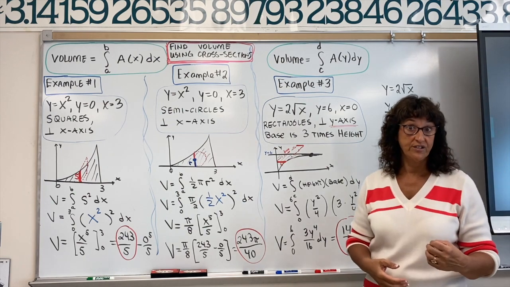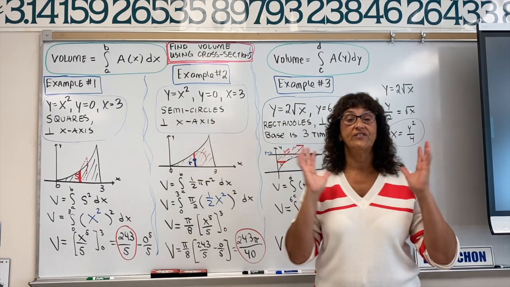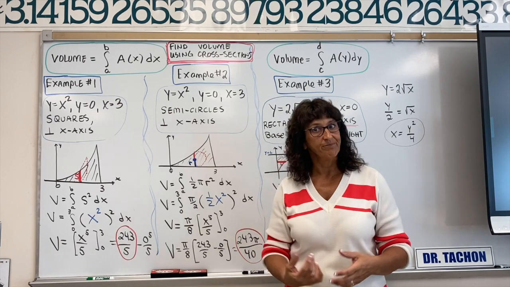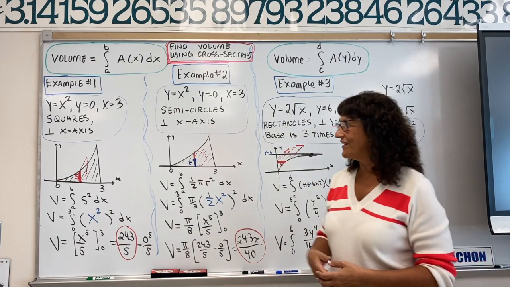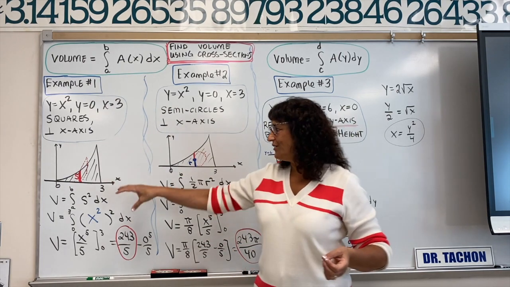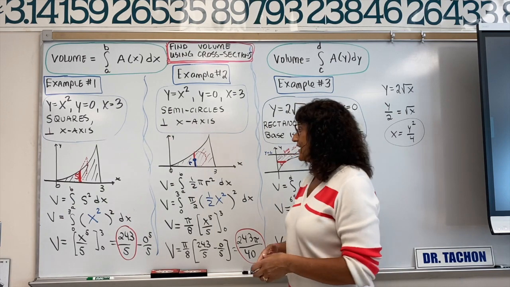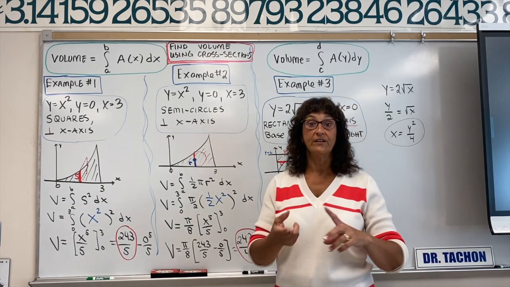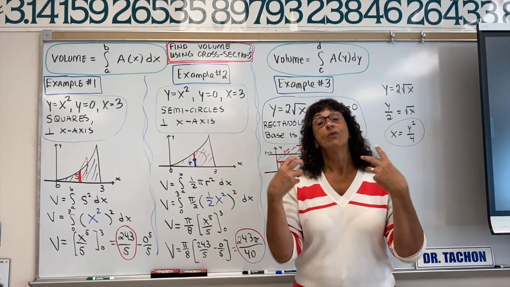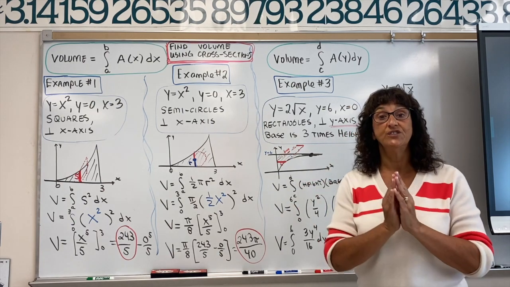using known cross sections. All you're doing with these cross sections is setting up a definite integral using the area formula for the cross section. Whatever the area formula is, if you're using squares, then you're just going to integrate the area formula of a square, but write it in terms of the functions given to you. If you're using semicircles, right triangles, equilateral triangles, rectangles, whatever you're using, write the area formula in terms of the functions given to you.